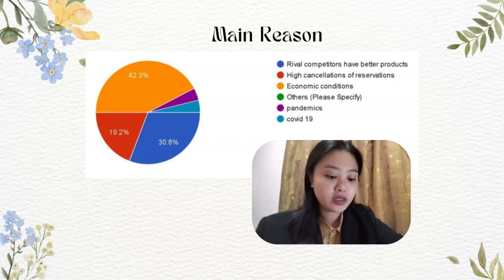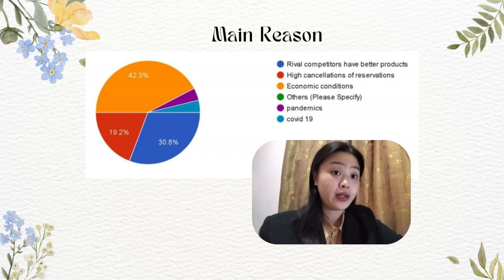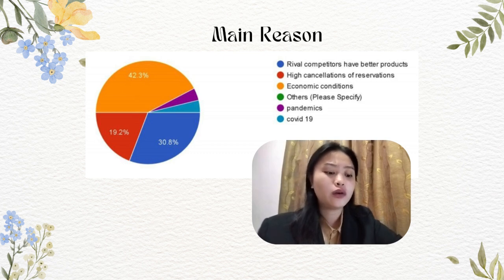We move on to question number 11. The question is, what was the main reason for the lowest percentage being recorded? We see the indicator first. The blue one indicates rival competitors have better products than them. Red one indicates high cancellations of reservation. The yellow, economic conditions. The green is others. The purple one is pandemics. And the light blue one is because of the COVID-19.